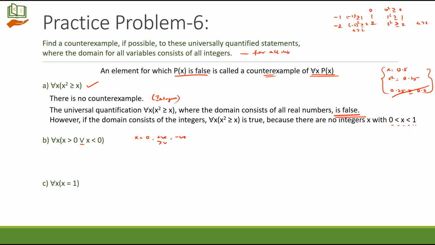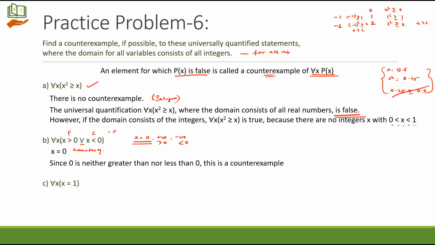When they say greater than 0, it is a positive integer. When they say less than 0, it is a negative integer. Here it is specified for both the cases. But when x is equal to 0, 0 greater than 0 is false. 0 less than 0 is also false. False or false will give you false. So for one value, you get false. So we have x is equal to 0 as the counterexample. Since 0 is neither greater than nor less than 0, this is a counterexample because we are able to prove the exception using one particular value.